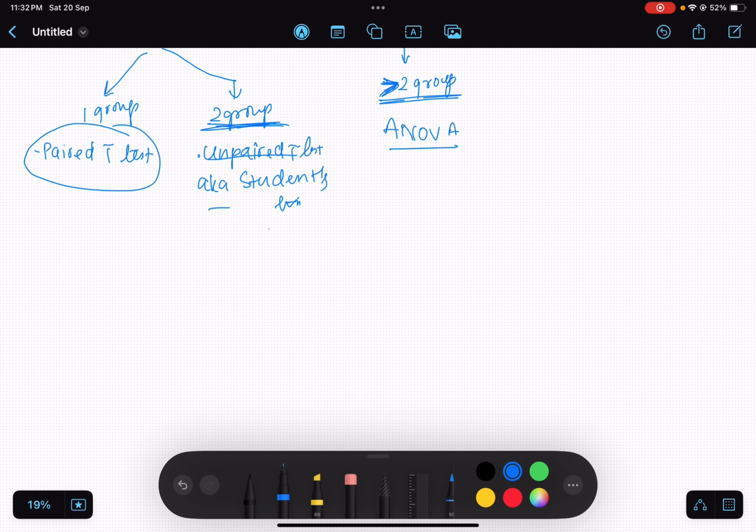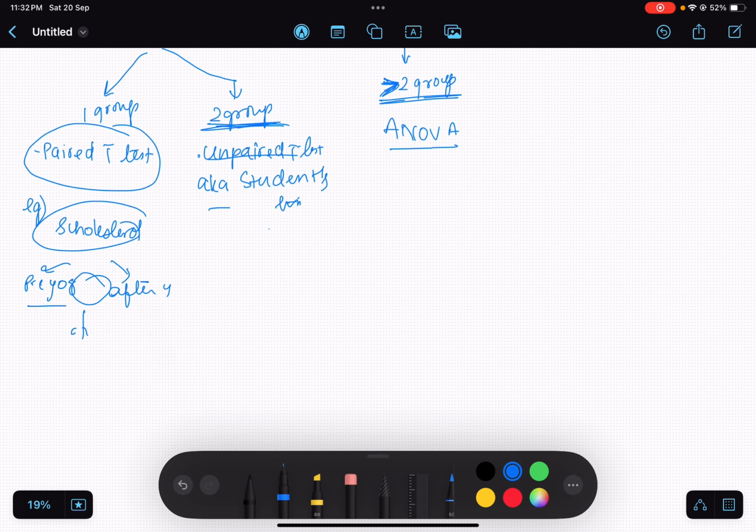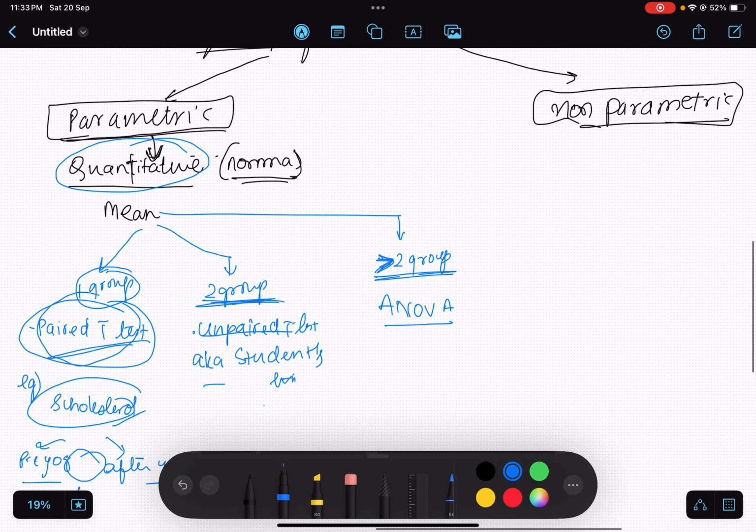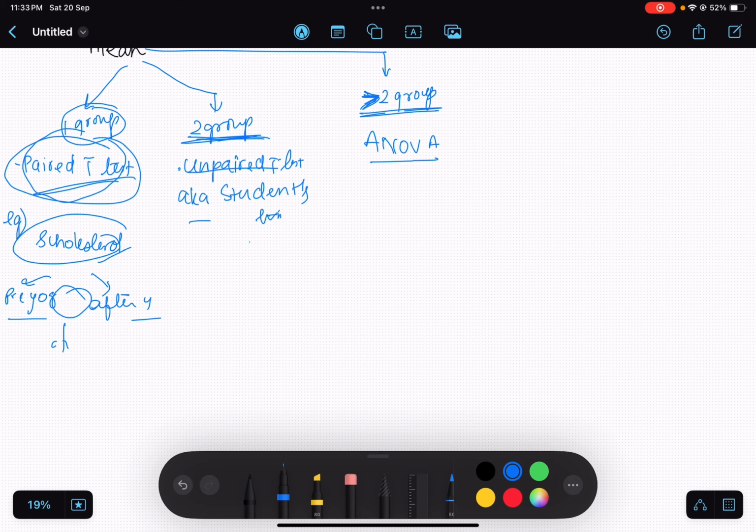For the paired t-test, an example is testing serum cholesterol of the patient before yoga and after yoga. It is the same person, before and after yoga, serum cholesterol of one group, so paired t-test. It is quantitative. Understood? Here two groups is the unpaired t-test, and if it is more than two groups it is the ANOVA test.